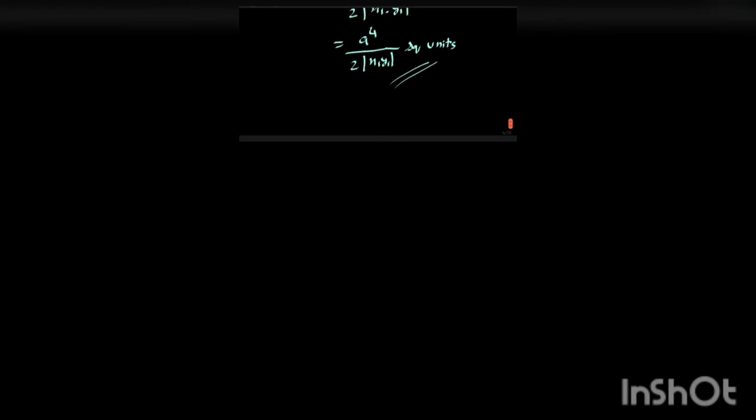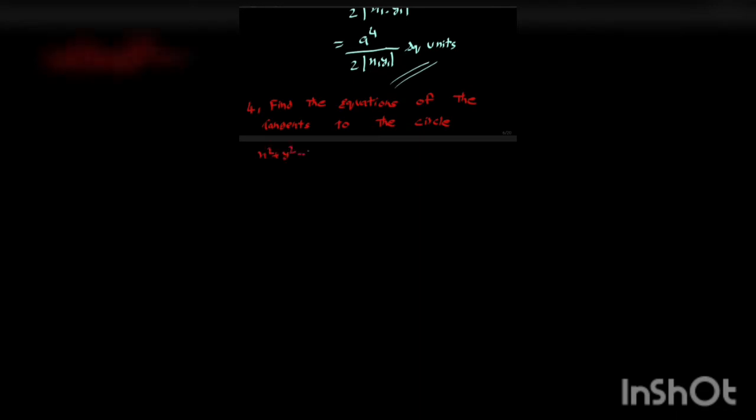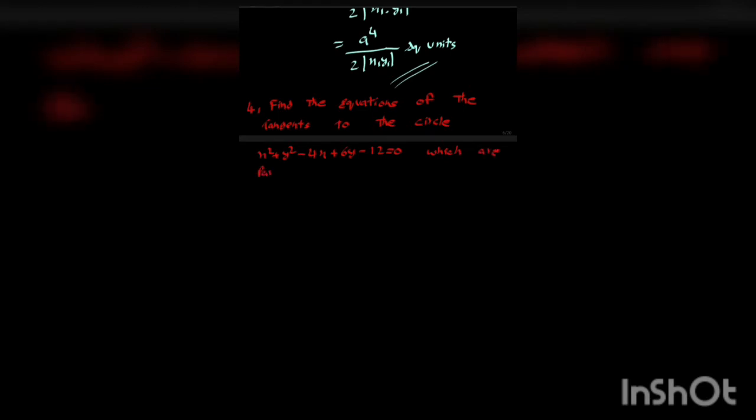Moving on to the next sum. Fourth one. Find the equation of the tangent to the circle x square plus y square minus 4x plus 6y minus 12 equal to 0, which are parallel to the line x plus y minus 8 equal to 0.